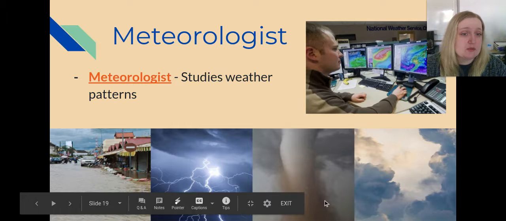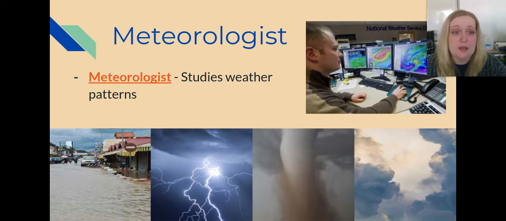These are different types of things that can happen. The picture you'll see in the scientist review is this one right here. So we have floods. You can have a severe thunderstorm, tornadoes. Those are things that will be warned by a meteorologist.